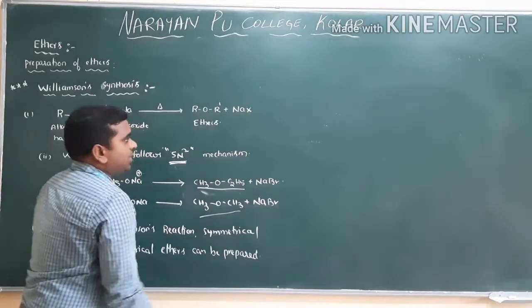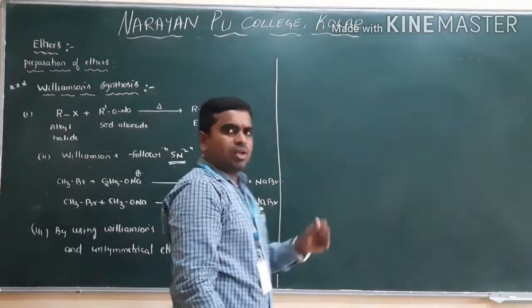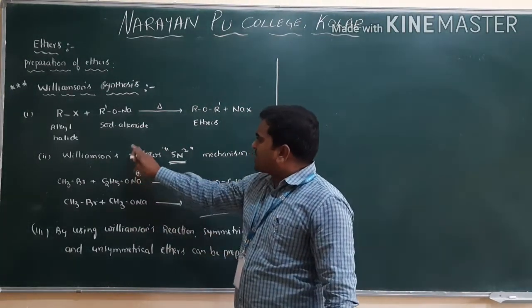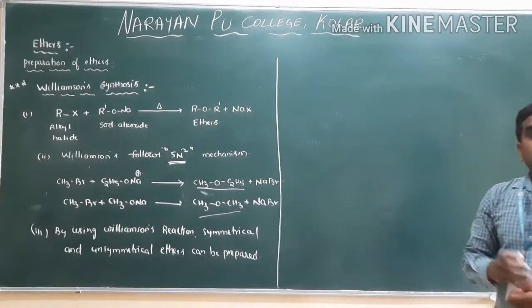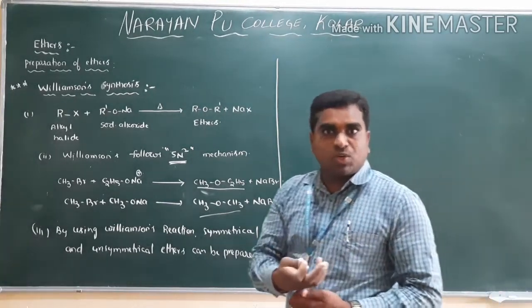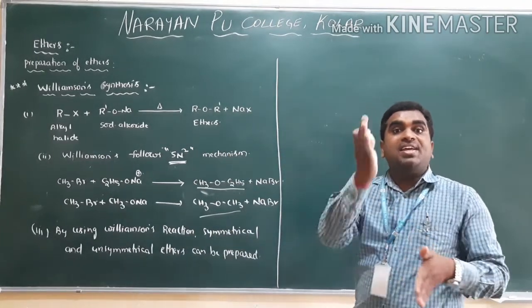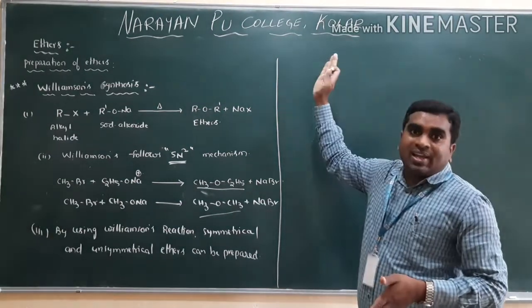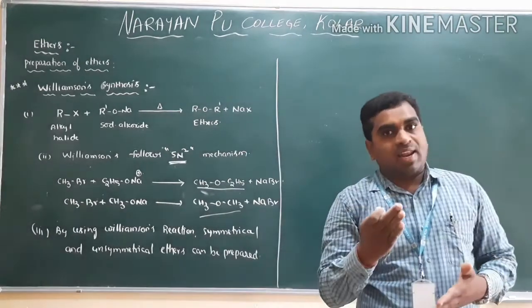Clear? So this is the point. Now we have some questions here. Remember, I already mentioned whenever Williamson's reaction takes place, it follows the SN2 mechanism. We have discussed SN1 and SN2. The SN2 mechanism is very fast if the alkyl halide is primary, best with primary alkyl halides. Williamson's reaction takes place very easily with a primary alkyl halide.